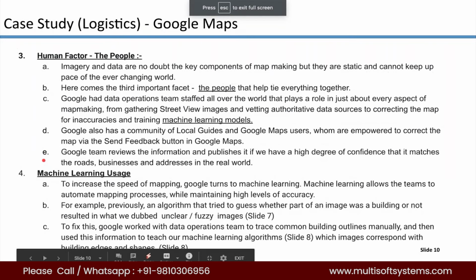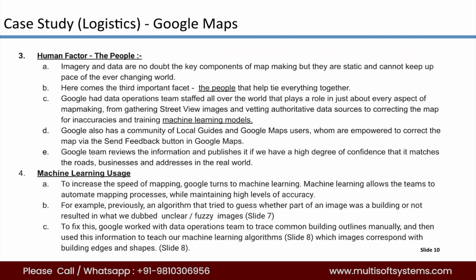What is the third point? Human factor. Right. Imagery and data are no doubt the key components of map making, but they are static and cannot keep up the pace of the ever-changing world. Here comes the third important facet of Google Maps: the people that help tie everything together. Right. I'm over here on point B, just in case you're lost.